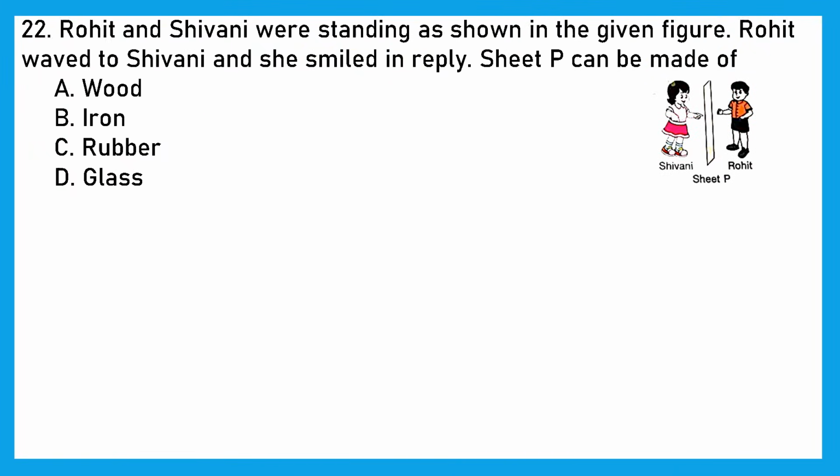Question 22. Rohit and Shivani were standing as shown in the given figure. Rohit waved to Shivani and she smiled in reply. Sheet P can be made of wood. If a wood is between two people, can we see each other? No, that is incorrect. Iron, same. We cannot see each other. Rubber, again same. It is totally opaque, so we cannot see each other. Whereas glass is transparent, so one can see other person. So option D is the right answer.